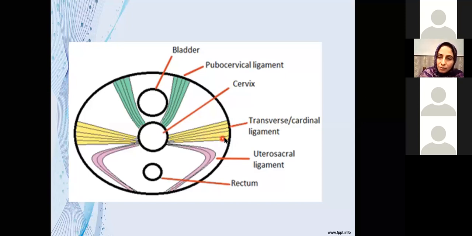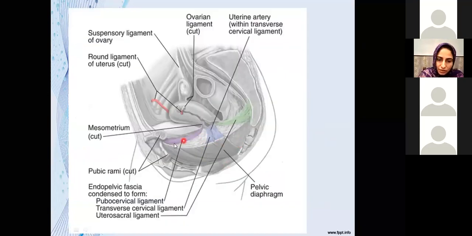ठीक है? आपका ऑप्शन शायद transverse cervical लिखा हुआ था या cardinal लिखा हुआ था, which most of the students either did broad ligament or the round ligament. These two ligaments are not the major support for the uterus. ठीक है? So these are the ligaments. I hope you can see. This is the pubocervical ligament. This is transverse cervical ligament. और क्या importance है? Can anybody tell me the importance of transverse cervical ligament?